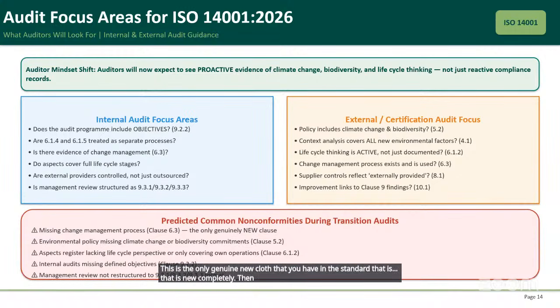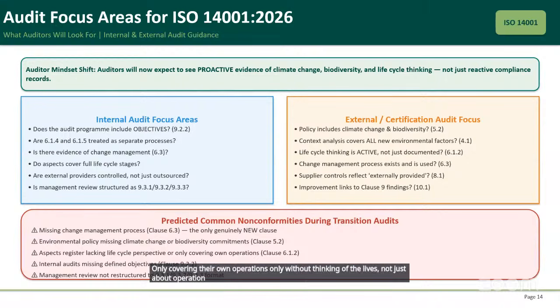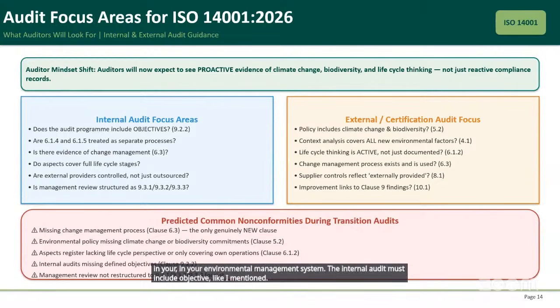Then an environmental policy missing climate change and biodiversity can also be an issue that you come across as an auditor. Then an aspect register lacking life cycle perspective, or only covering their own operations, without thinking of the life cycle, not just about operation. We produce, manufacturing. No, the end of life use must be considered. The manufacturing process must be considered. The procurement process, the acquisition of raw materials, that is life cycle perspective, must be considered in your environmental management system. The internal audit must include objectives, like I mentioned, and structuring of your management review.